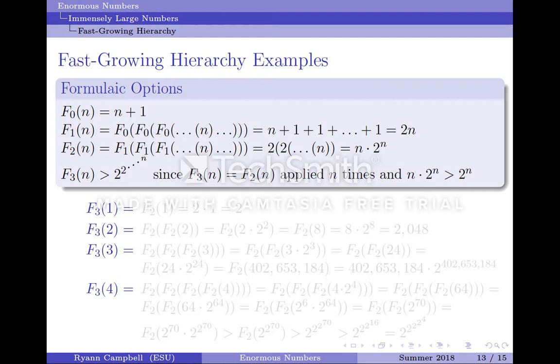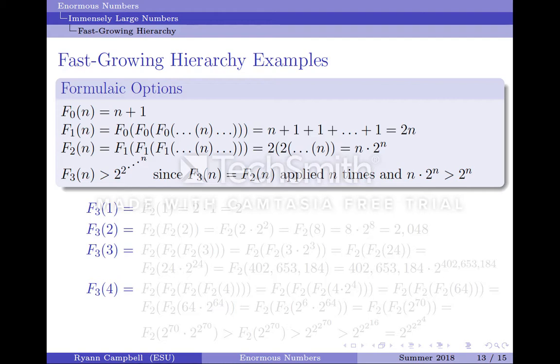f2 of n is very similar. We subtract 1 from the index, so we have f1 of f1 of f1, etc. of n. So we are applying f1 of n, which is 2n. So we'll have 2 times 2 times 2 times 2, and so on until we get to n. So we'll have n 2s multiplied together. That's the exponent, 2 to the n power. And we multiply that times the n that existed at the beginning.